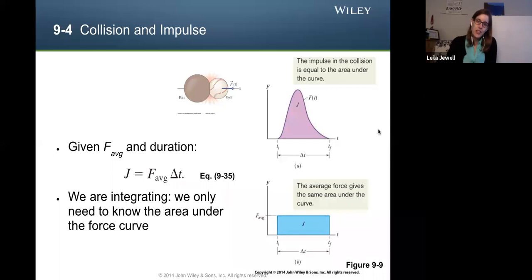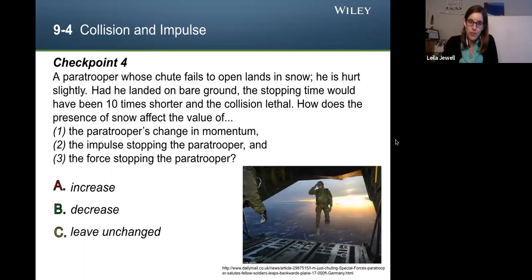So these are the equations that we'll need in order to understand the ideas of change in momentum, impulse, and forces. Now we're going to see how they can apply to a pretty interesting scenario, this checkpoint. A paratrooper whose chute fails to open lands in snow. He is hurt slightly. Had he landed on bare ground, the stopping time would have been 10 times shorter and the collision lethal. How does the presence of snow affect the paratrooper's change in momentum, the impulse stopping the paratrooper, and the force stopping the paratrooper?